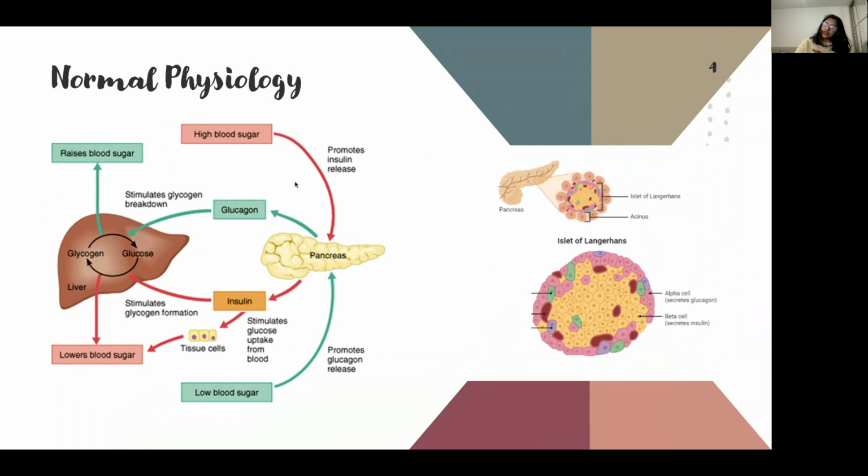So glucagon again travels into the bloodstream, and this time we want to promote our blood glucose to increase. So we're going to try and move it into the bloodstream. So what we can do is break down our stores of glucose, our glycogen, which we find in our liver, and then that is turned into glucose and released into the bloodstream.